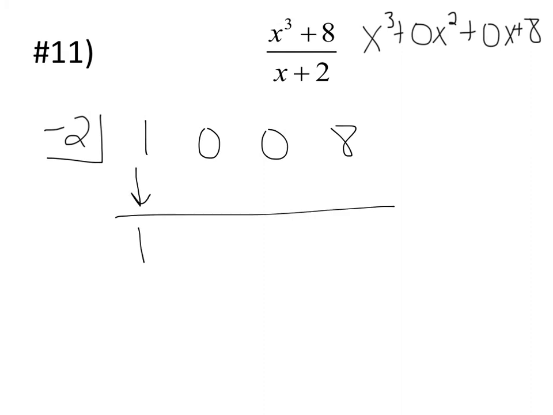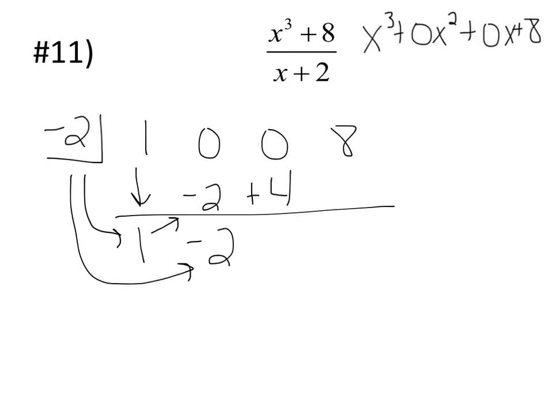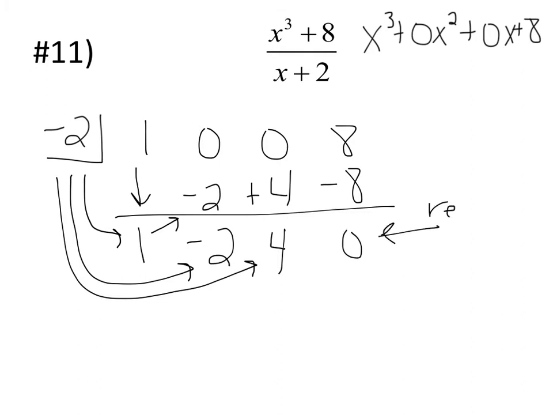So drop mama. Drop the first number, multiply. Negative 2 times 1 is negative 2. And then add. 0 minus 2 is negative 2. Multiply. Negative 2 times negative 2 is 4. And then add. 0 plus 4 is 4. Multiply. Negative 2 and 4 is negative 8. And 8 minus 8 is 0. Remember, this is always your remainder.